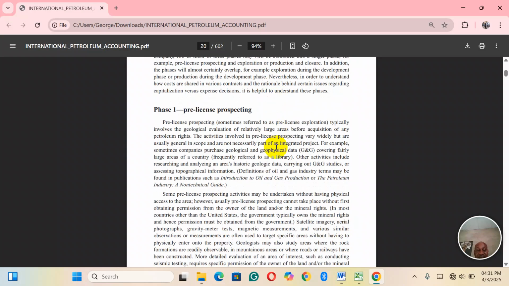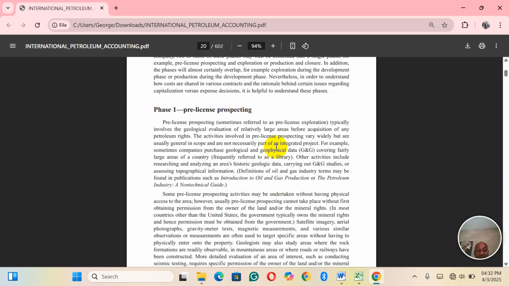We're looking at the phases. Phase one, looking at pre-license prospecting. Pre-license prospecting, sometimes referred to as pre-license exploration, typically involves the geological evaluation of relatively large areas before acquisition of any petroleum right. The activities involved in pre-license prospecting vary widely but are usually general in scope and are not necessarily part of an integral project.